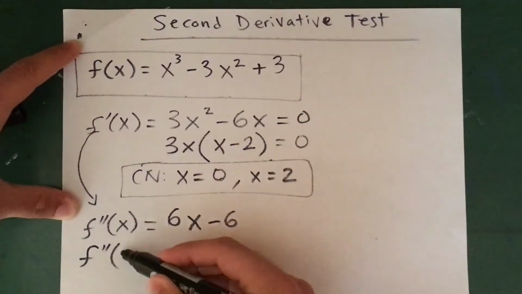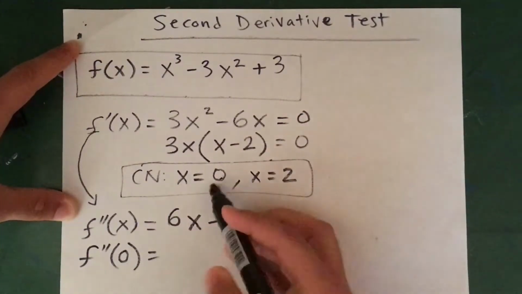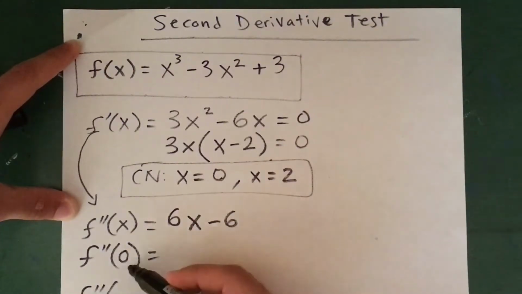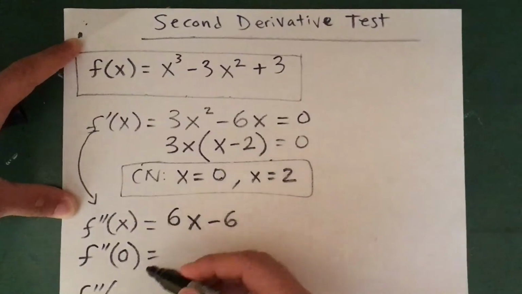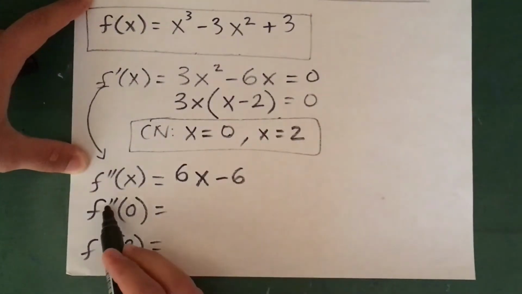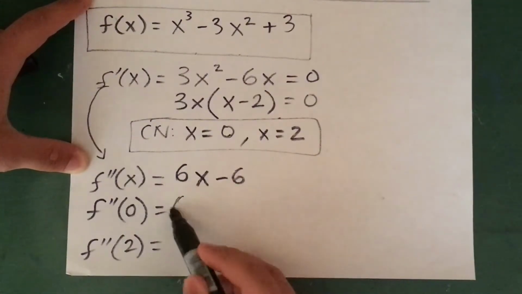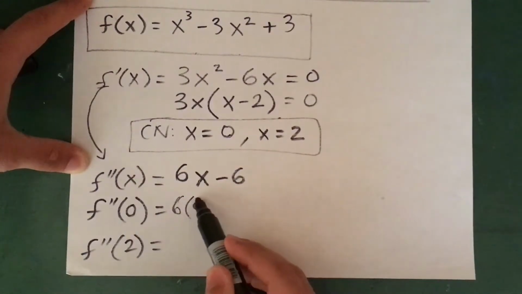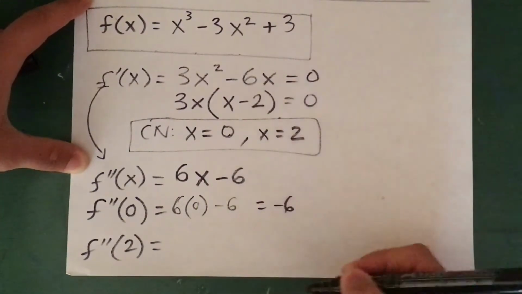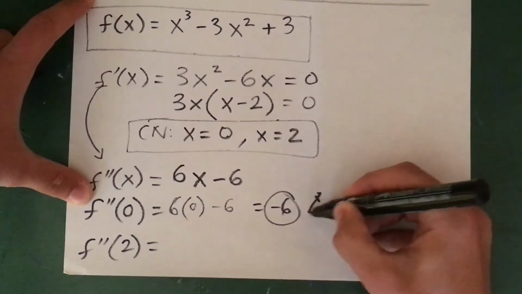Now we're going to evaluate f double prime of 0. You see, we're putting 0 in place of x, and then we're going to put 2 in place of x, like this. For f double prime of 0, we substitute 0 for x, and that would be negative 6. Negative 6 is less than 0.